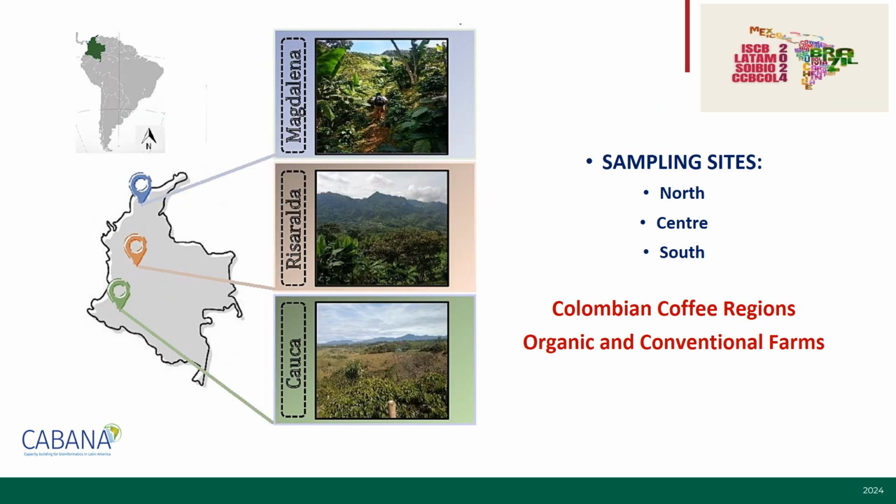So we did sample 3 different sites in Colombia, each one representing very different coffee growing regions in the country, from the north, from the center, and from the south of Colombia. We sampled organic and conventional farms as well for this study.